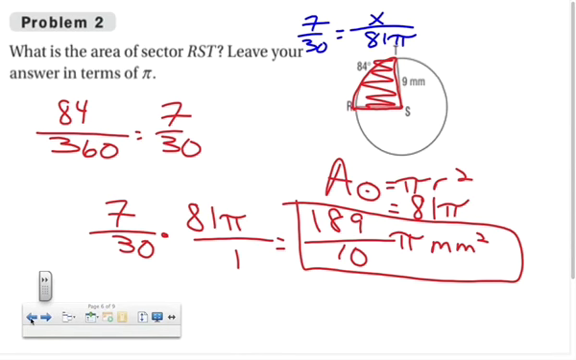Where did I get 81? 9 squared. Okay. All right. Did we get from this screen what we needed? No. Okay.